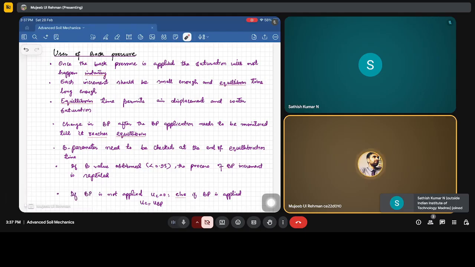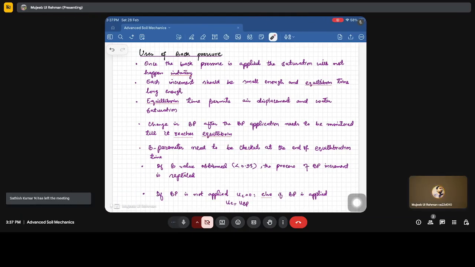So we can apply this back pressure either by the incremental method, or we can give the back pressure directly and keep the sample for saturation for 1 or 2 days. After 1 or 2 days, we will check the B parameter. Once this B parameter is greater than 0.95, we will start the consolidation and shearing stage. This equilibrium time permits air displacement and water saturation, and the change in back pressure after its application needs to be monitored till it reaches equilibrium.